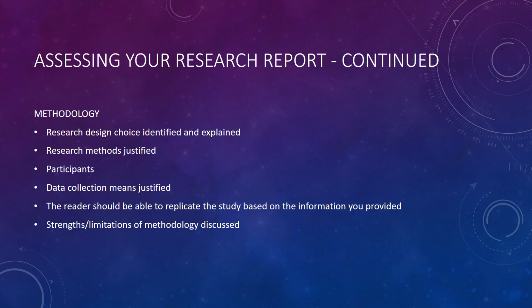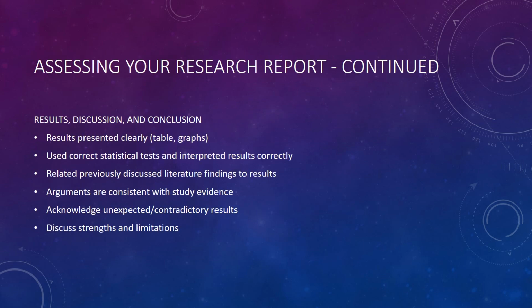So methodology: you need to go through whether the research design choice has been identified and explained. The research methods need to be justified. Participants need to be detailed. Data collection means need to be justified. The reader should be able to replicate the study based on the information you provided. So we read through it and check if there's any steps that have been missed out. And then a brief discussion on the strengths and limitations of the methodology within the method section.